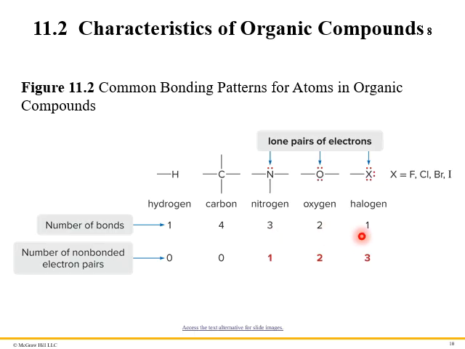Oxygen forms 2, and then your halogens, which we use the letter X to denote. X can mean fluorine, chlorine, bromine, or iodine. They form just 1 bond, but then they have 3 pairs of non-bonding electrons. These 6 dots that we see right here.